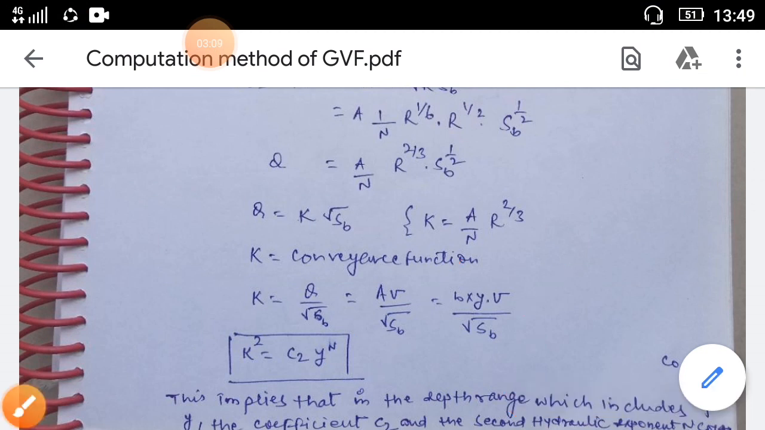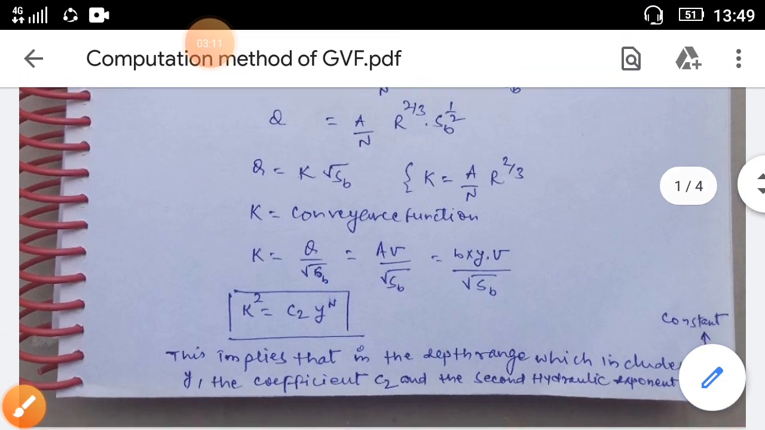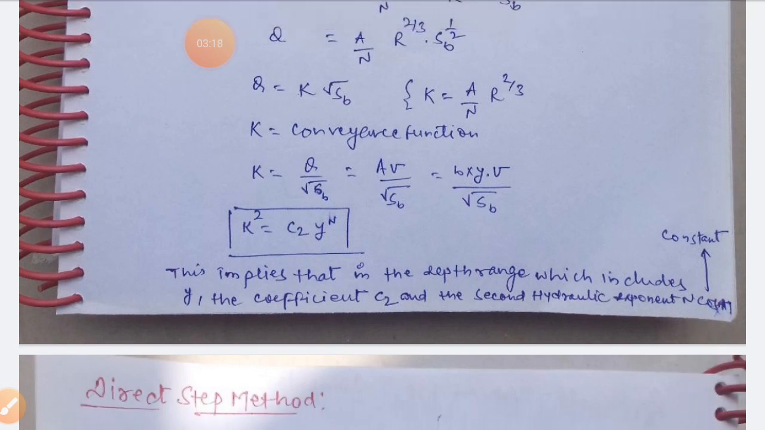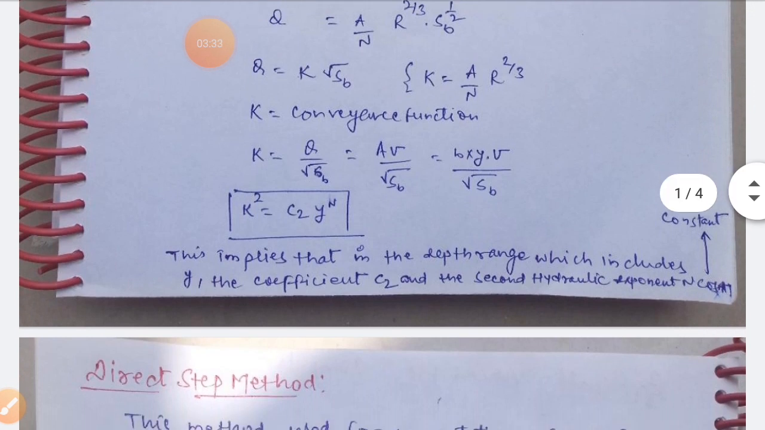It means this is the second exponent, in which we can say that if we are considering some depths like y1, y2, yc, then over the depth range y, the coefficient C2 and the second hydraulic exponent n are constant. So K square is equal to C2 y to the power n. So these are the first and second exponents.